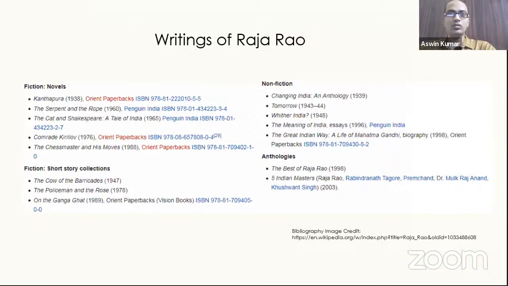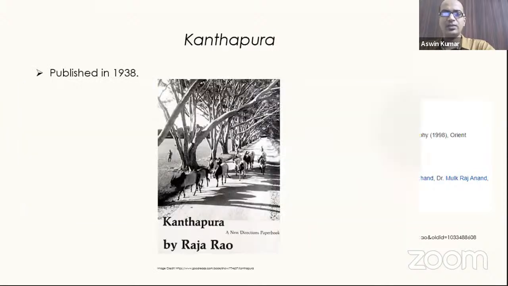Okay, now let's go ahead and discuss Rajarao's novel Kantapura. This novel was published in 1938, and it deals with a small village, a South Indian village called Kantapura.